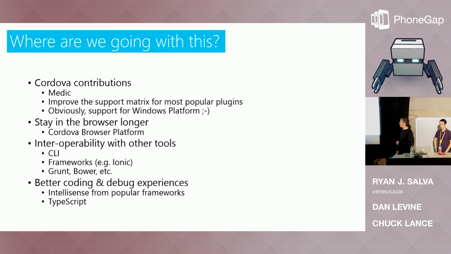And then finally, better coding and debug experiences. I've talked already about IntelliSense for the popular frameworks and TypeScript. On the debug side of things, I've also talked a little bit about iOS and the debugging that we'll bring there. So that'll really bring even distribution between some of the major platforms that are out there, Android, iOS, and Windows, with an eye in the future possibly towards BlackBerry as well. And that's our short-term roadmap.